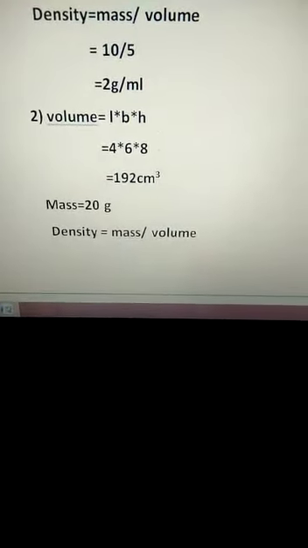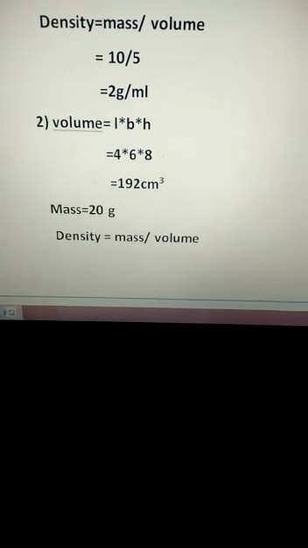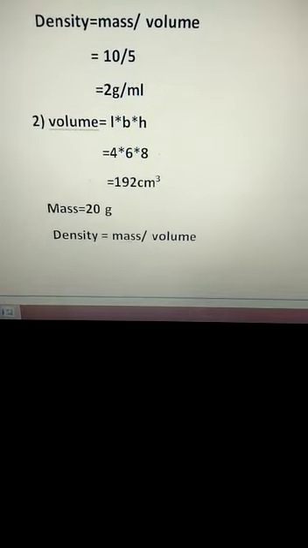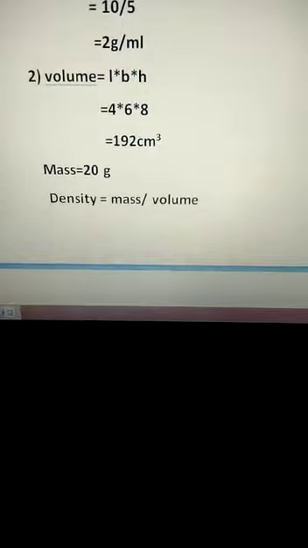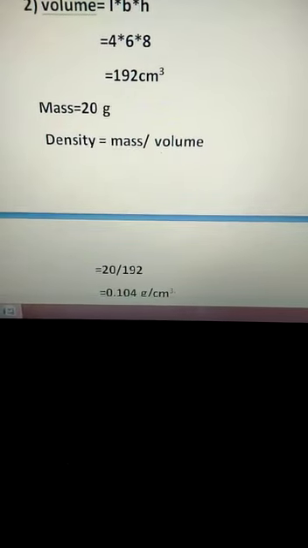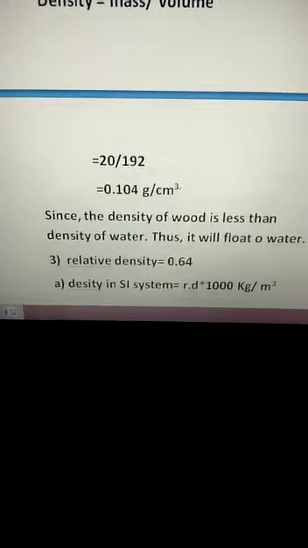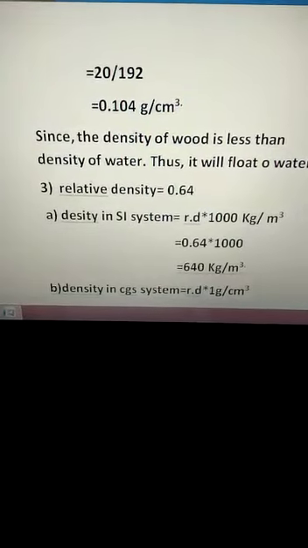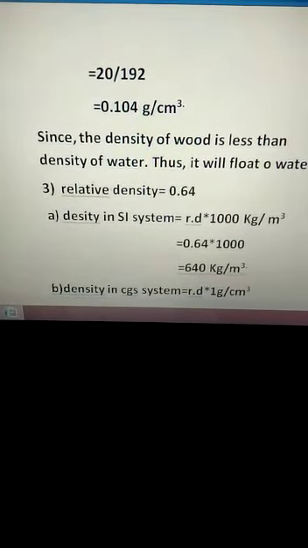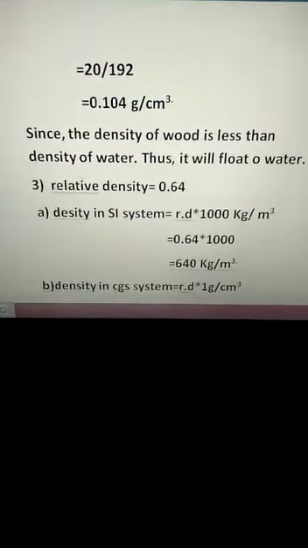Now, the length, breadth and height of a cuboidal safe object is given as 4, 6 and 8. First we have to find the volume by length times breadth times height. Then mass is given, so to find the density, mass by volume, again 20 by 192, we will get 0.104 gram per centimeter cube. Since the density of wood is less than the density of water, the density of water being 1 gram per centimeter cube, it will float on water.